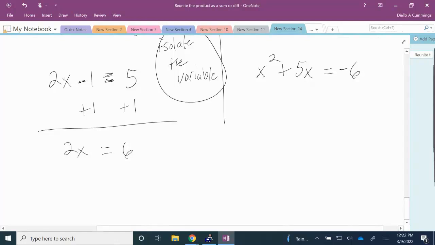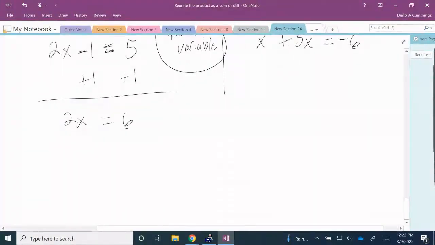In order to isolate the variable x by itself, the opposite of multiplying x by 2 is to divide by 2. So I'm going to divide both sides by 2. And if I divide both sides by 2, I have x is equal to 3. Now I can check my solution.